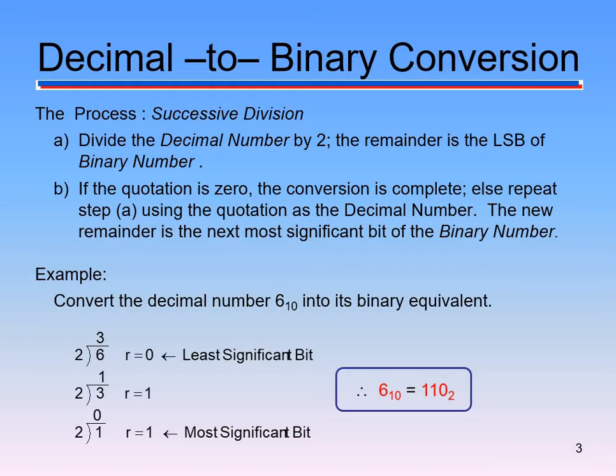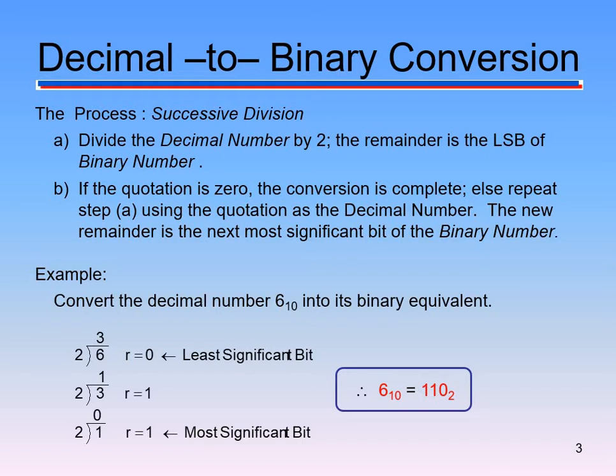You'll learn it when we do hexadecimal and octal. In octal we'll divide by 8, in hexadecimal we'll divide by 16. But since we want to go to binary, we're going to divide by 2. And the remainder is the LSB, the least significant bit of the binary. So we're going to walk through a few of these here.